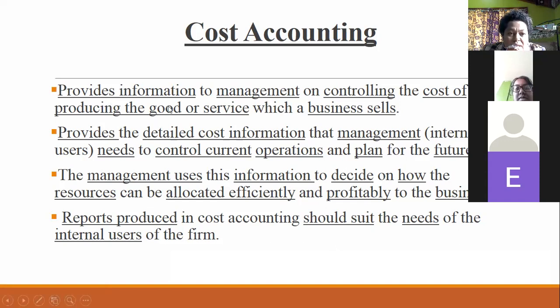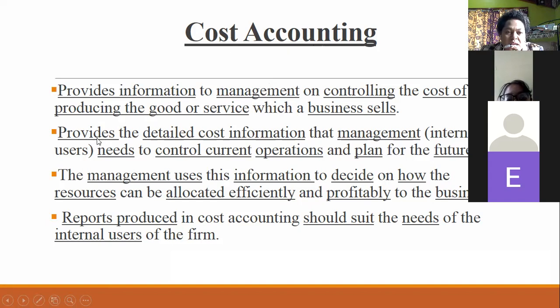It provides information to management on controlling the cost of producing the good or service which a business sells. That is the primary purpose of cost accounting. Which user does it serve? The management, as an internal user. That is the user group that it serves. For what purpose? To control the cost of producing the good or service which a business sells.